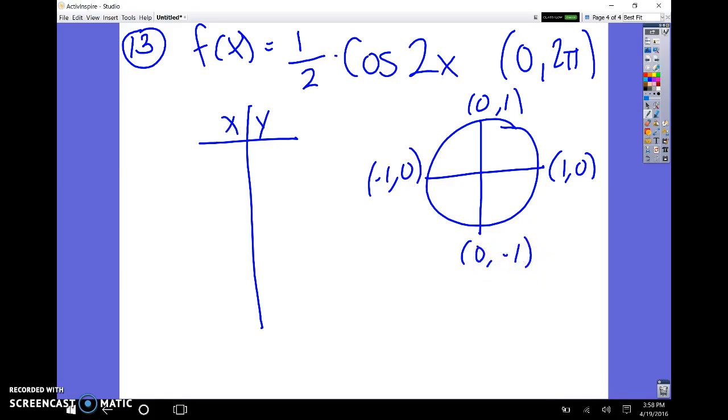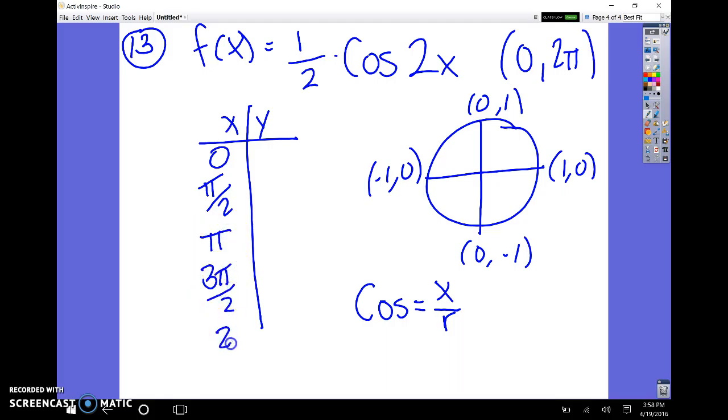Okay, so again, first thing I want to do is make sure I know my ratios of sides. So cosine is what over what? It is x over r. So basically what I'm looking for is the cosine of each of these points. Well, what are each of these points? We should know them off the top of our head. They are 0, pi over 2, pi, 3 pi over 2, and 2 pi, just going around the circle to all my radian measures.